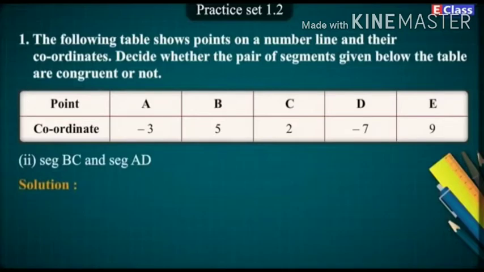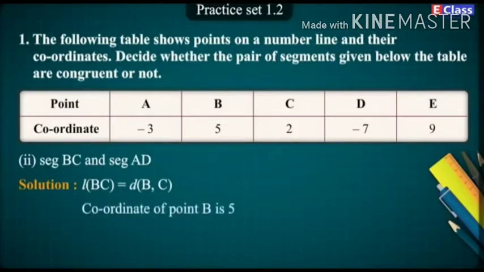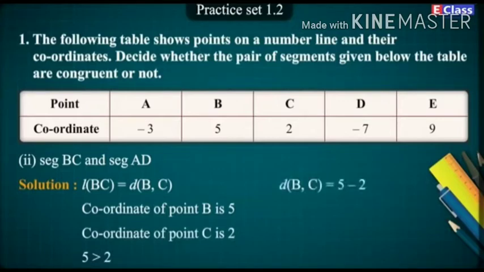Solution. Length of BC is equal to distance of BC. Coordinate of point B is 5. Coordinate of point C is 2. 5 is greater than 2. Distance of BC is equal to 5 minus 2. Therefore, distance of BC is equal to 3.